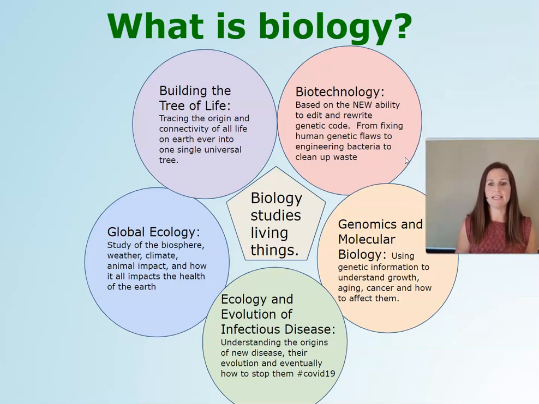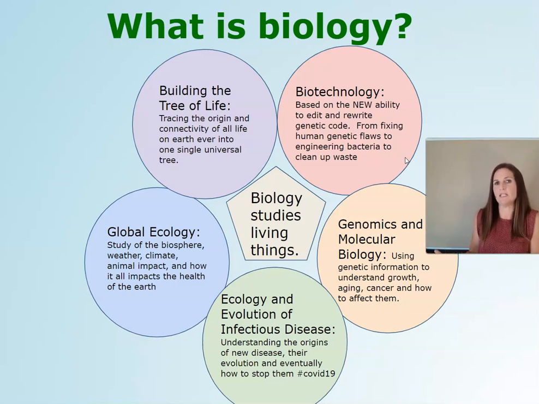Another area of study is in genomics and molecular biology. In this area, they use what they know in order to understand aging and cancer and how to affect them. So genomics is the study of our whole genome. Where biotechnology is focusing on a particular gene or a particular section of genes, genomics and molecular biology is studying how genetics works. How do those genes get amplified?